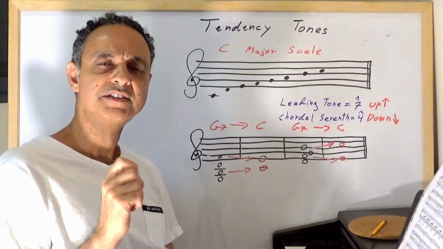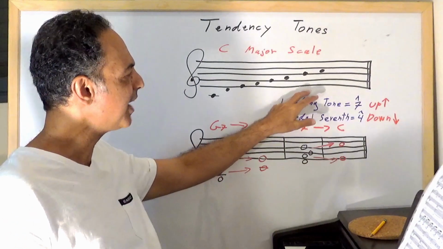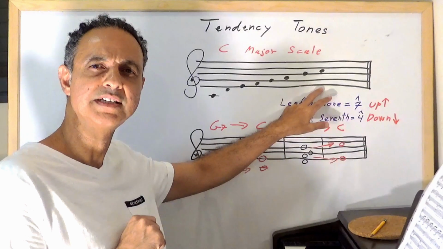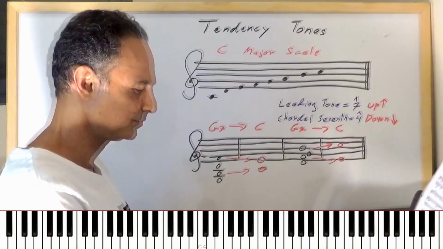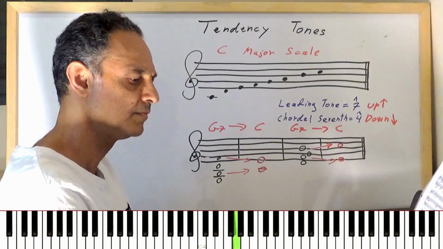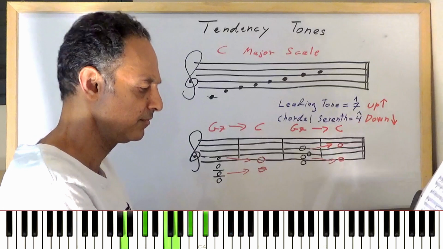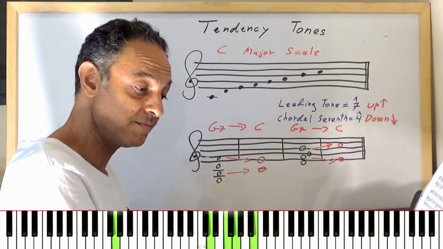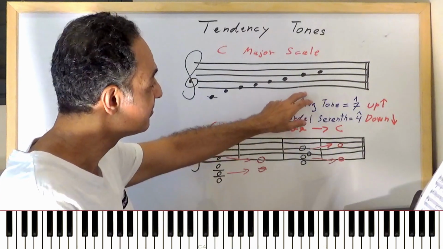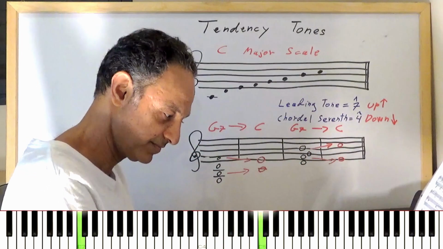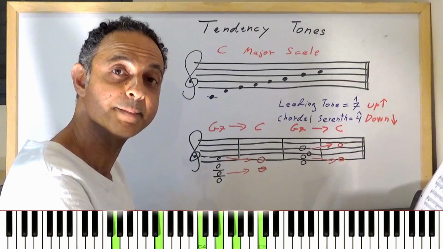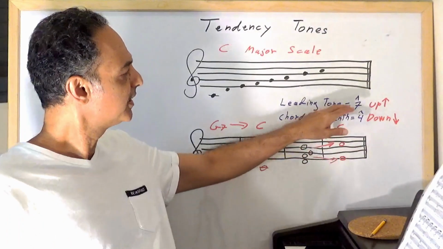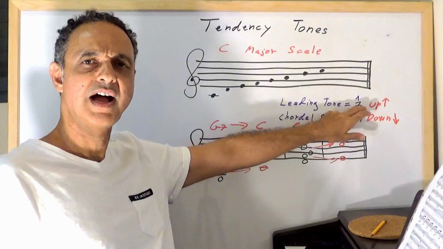Meaning that only when I resolve scale degree number 7, the note B, up by half step, only then I achieve some kind of resting point or ending, right? Listen to another example. So scale degree number 7 has a strong tendency to resolve up.